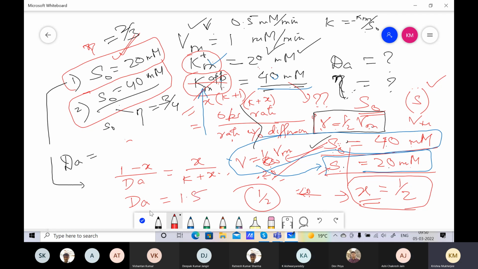Right? So you see, and I want you to calculate how Da changes when we use S naught is equal to 40. And I want to ask you the question, will it increase or will it decrease? These are the questions that you need to ask.